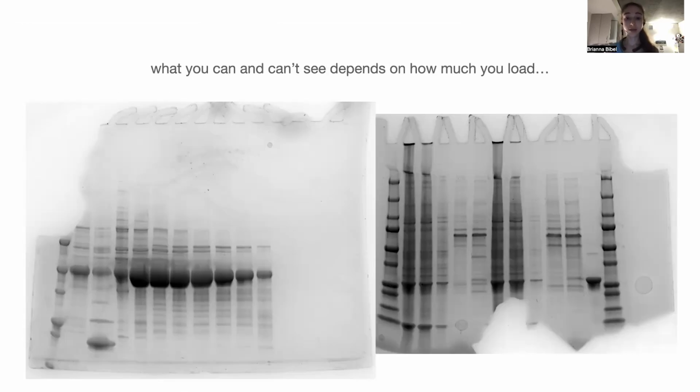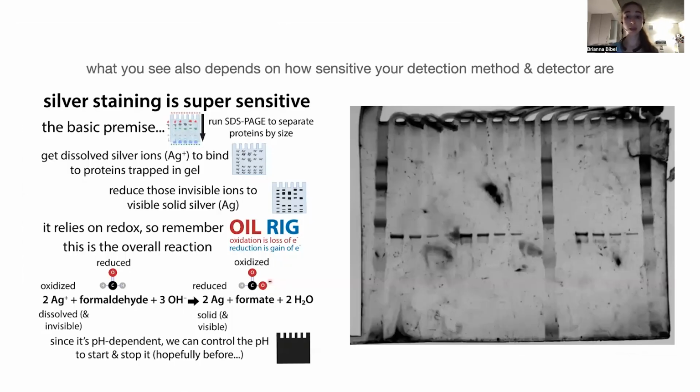If you have a big band, it can easily drown out multiple bands. Even if you have smaller bands, if they're similar in size, you can't tell if there's one band present or two or three or four or five or six or seven, because they'll all be on top of each other. And so you might think that you have a pretty pure protein, but there's actually multiple things there.